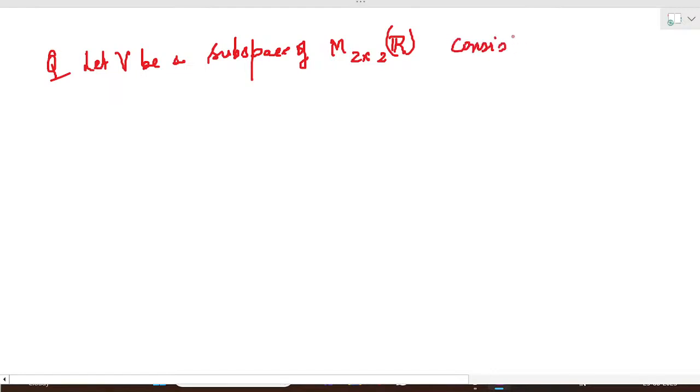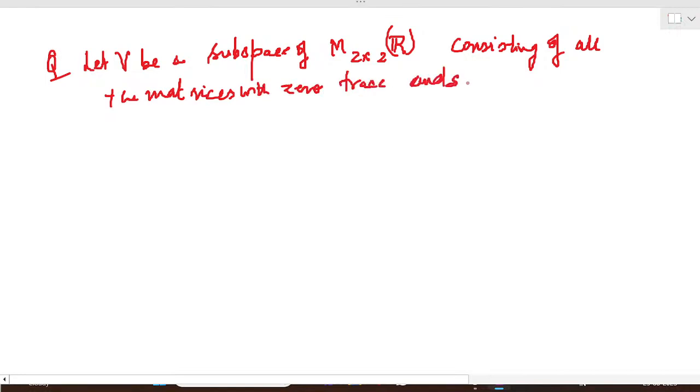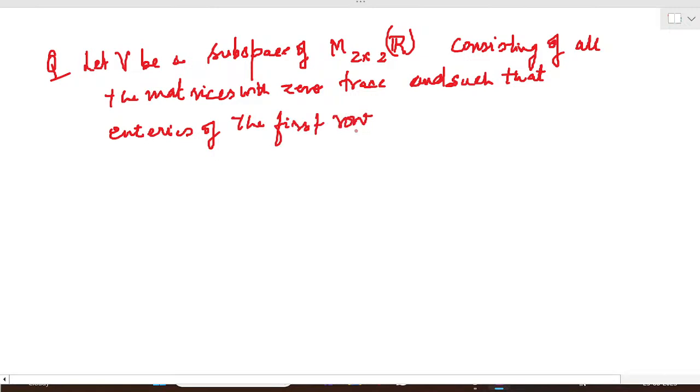Okay, so just a question for you. Let V be a space consisting of all the matrices with zero trace and such that the entries of the first row add up to 0. Entries of the first row add up to 0.